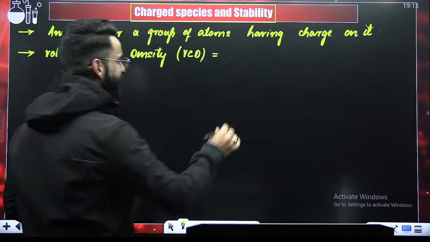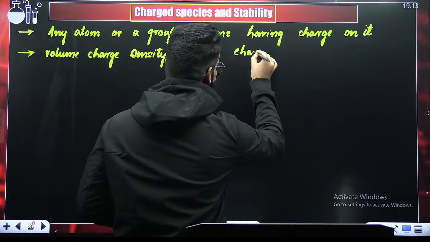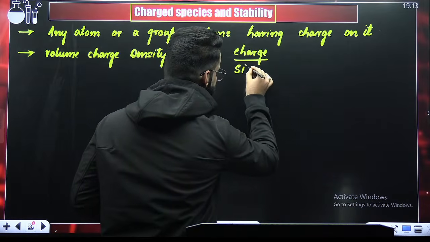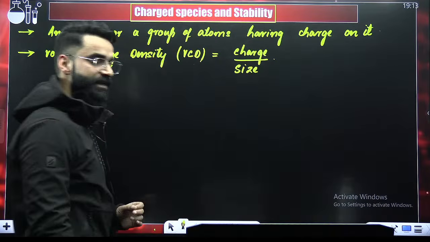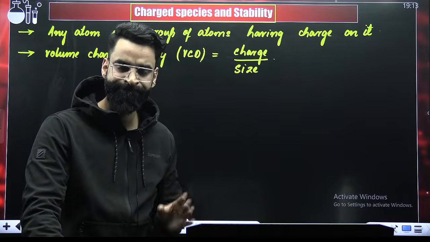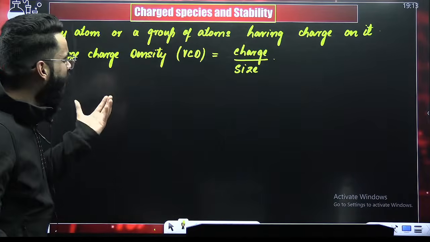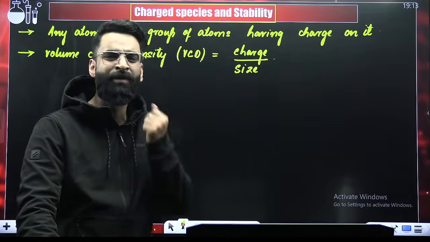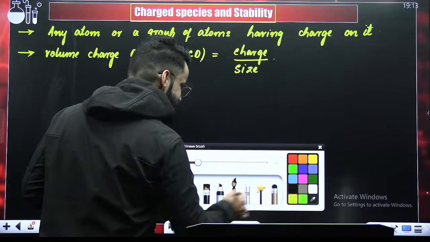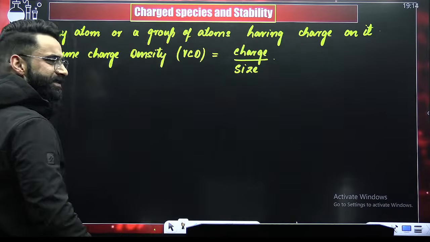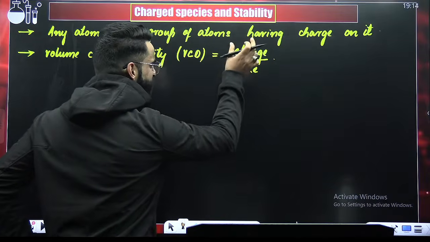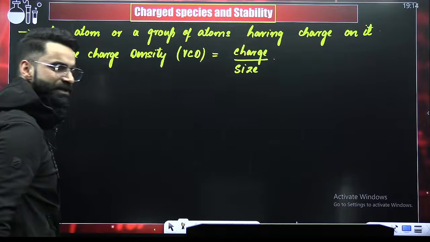It is the ratio of charge on the species to that of the size of the species. Now, first of all, what kind of information does this volume charge density give me? Before talking about that, let's try to understand this VCD a bit more in detail. Have a look, guys. I told you volume charge density is the ratio of charge on the species to that of size of the species.